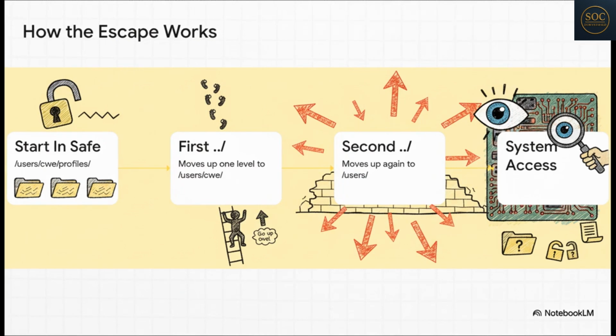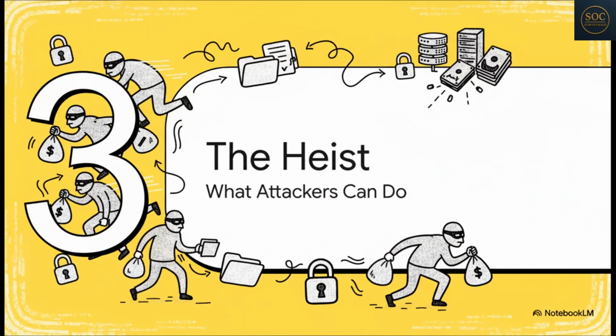So, how does this little escape act actually work? Let's walk through it. Imagine the program starts off in its safe little directory, /users/CW/profiles. The first ../ is a command that just means go up one level. So, boom, it's now in /users/CW. The next ../ says go up again, which lands it in /users. You see where this is going, right? By stringing a few of these together, an attacker can climb all the way out of that restricted directory and start snooping around in really sensitive system folders.